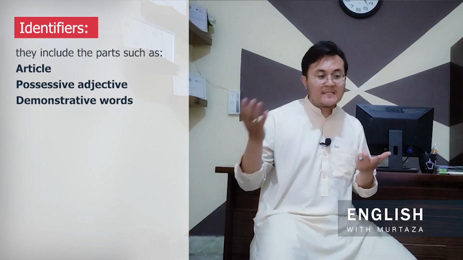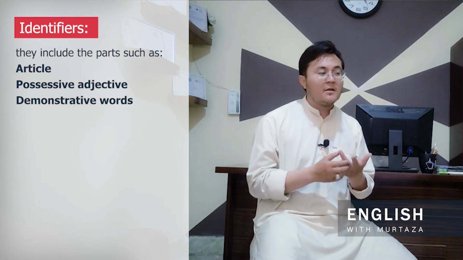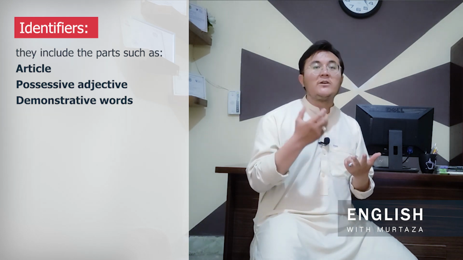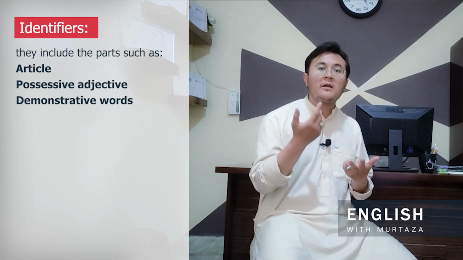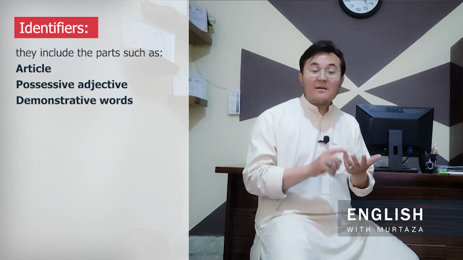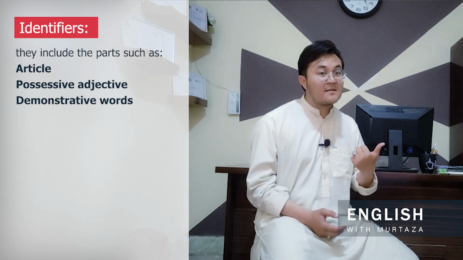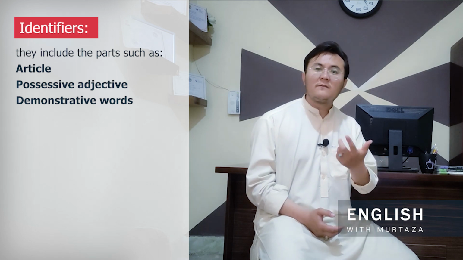The second type of determiners contains articles, both definite and indefinite articles, possessive words or possessive adjectives, including the words my, your, his, her, its, and many other words, and demonstrative words or demonstrative adjectives, including the words this, these, that, those.